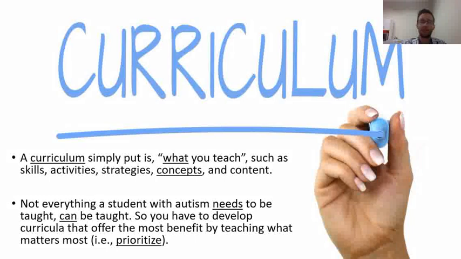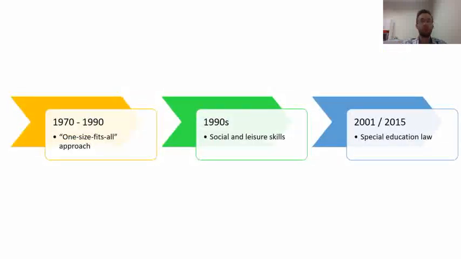That means in a lot of cases you're going to be presented with kids that have far too many skills that need to be directly taught, and you only have so much time, you only have so many resources, so you have to prioritize and select those skills, activities, strategies, concepts, and content that are going to most benefit that student.